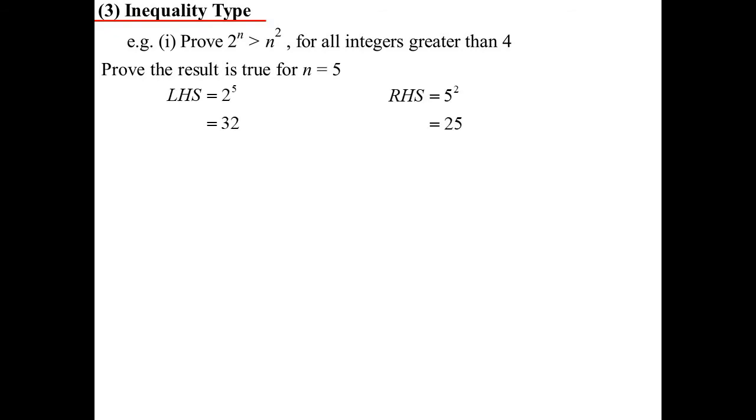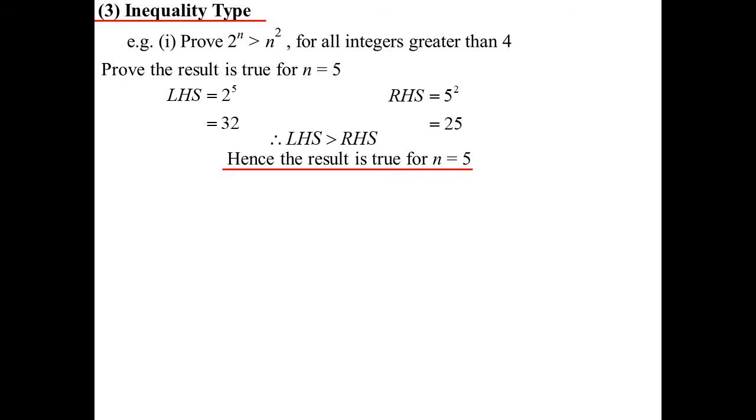All right, now let's have a look at this inequality type. So these are more like what we might see in extension 2. Well, we certainly wouldn't see an inequality one in extension 1. So I'm going to prove 2 to the power of n is always greater than n squared, so long as the integer is greater than 4. So the first case then would be 5. And 2 to the power of 5 is 32. 5 squared is 25. So yes, that works.